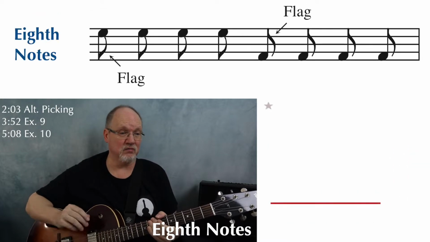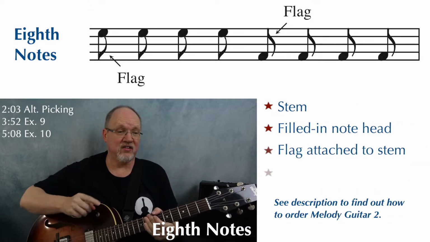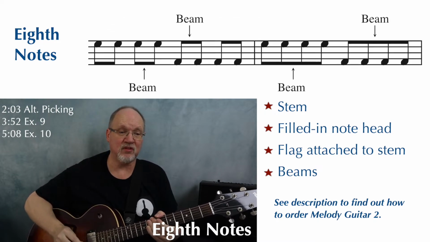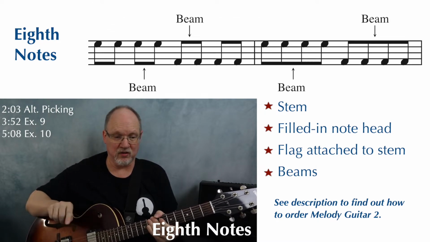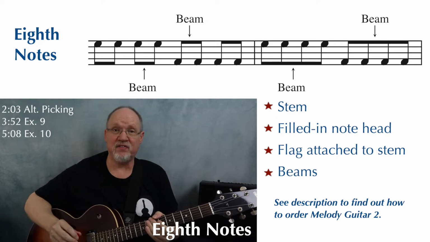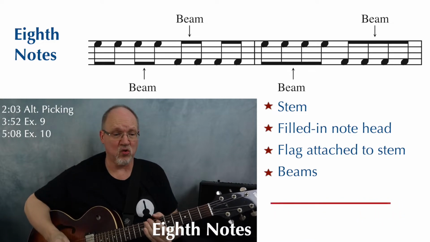Now, an eighth note looks a whole lot like a quarter note, except it has a flag attached to the stem, and eighth notes are usually beamed together in groups. Those little across lines are called beams. They're usually beamed in sets of 2 or 4. And eighth notes are twice as fast as quarter notes.